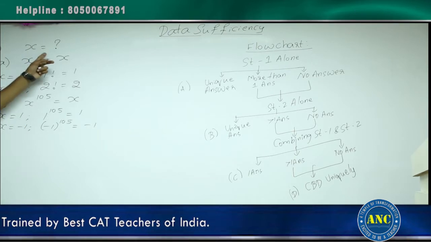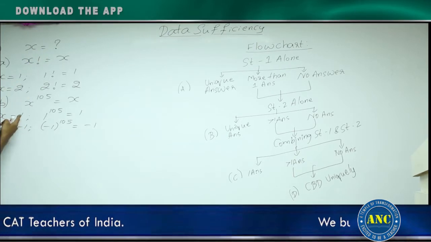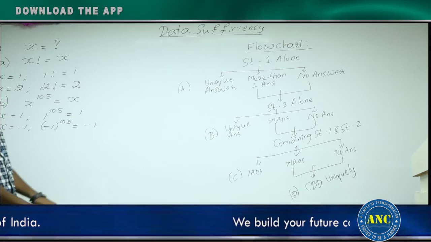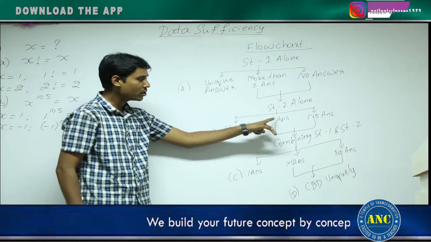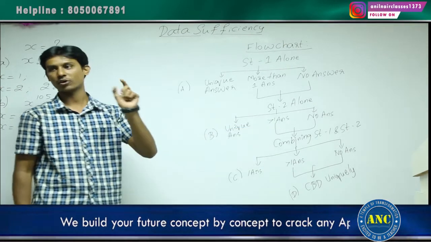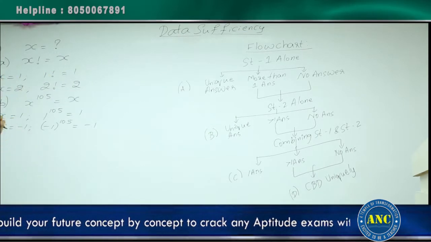Substitute them in the main question. What is the value of x is the question. X is equal to 1, x is equal to minus 1. Again, when you are taking statement 2 alone, you are getting more than one answer. Option B cannot be the answer. Now only you need to combine both the statements.